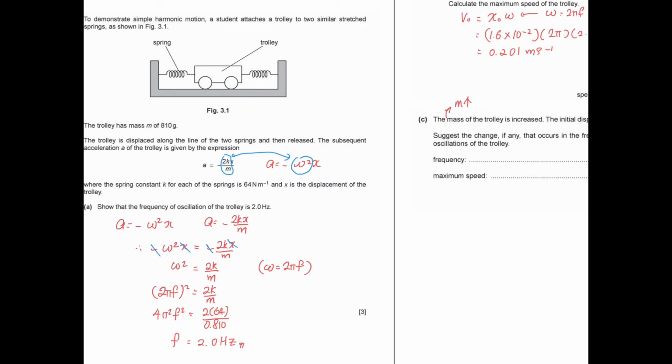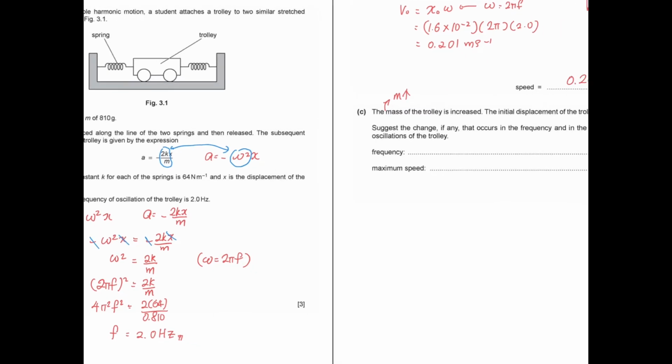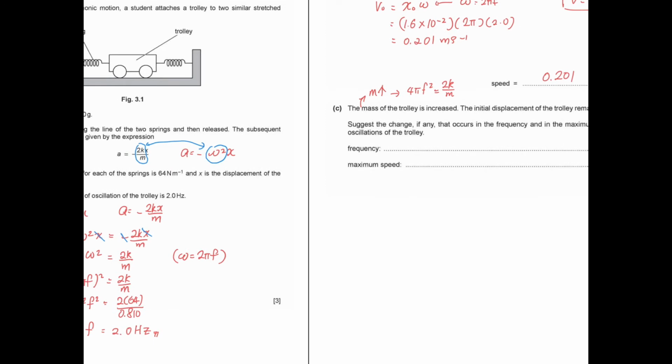Imagine that 4 pi squared f squared equal to 2k over m. Now the question is saying that you are increasing the mass. So what happens is this one will decrease. In a fraction, if you increase the denominator, it will make the value decrease. So the value decreases, and the frequency will decrease. This is where they ask for frequency. So frequency decreases.